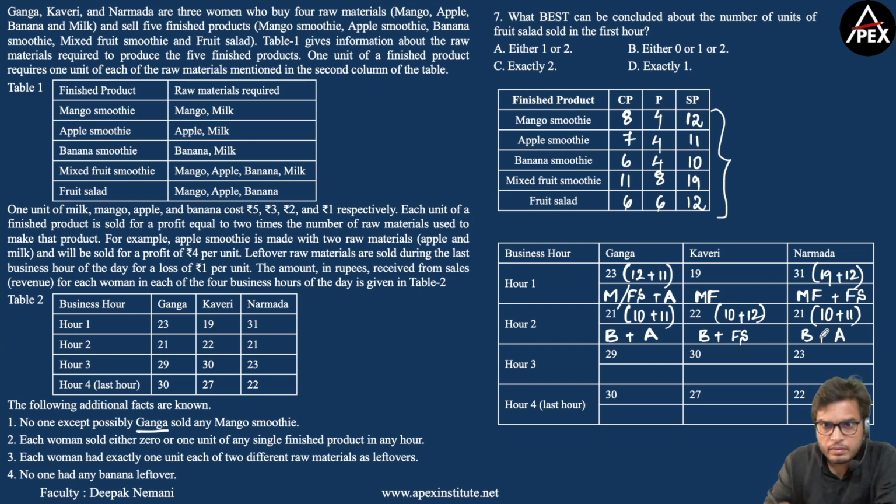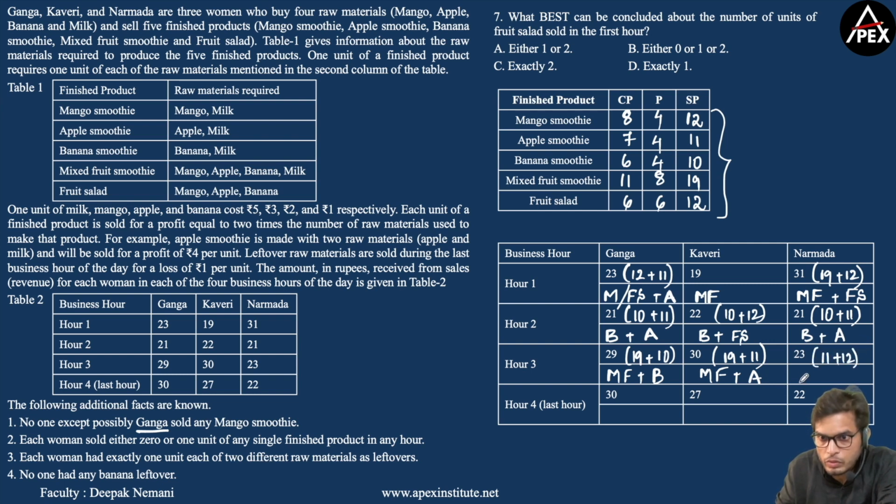Now in the third R, right? In the third R, we have Ganga receiving an amount of 29 rupees. So that can be because of 19 plus 10. So mixed fruit smoothie plus banana smoothie. Now Kaveri received an amount of 30. So 30 can be written as 19 plus 11. So mixed fruit smoothie plus an apple smoothie. Now 23, 11 plus 12. So apple smoothie plus fruit salad.